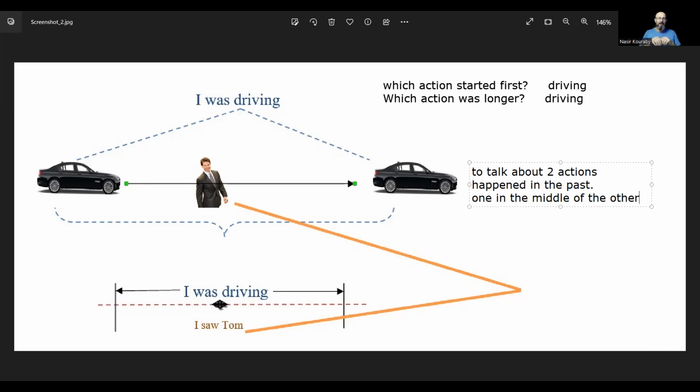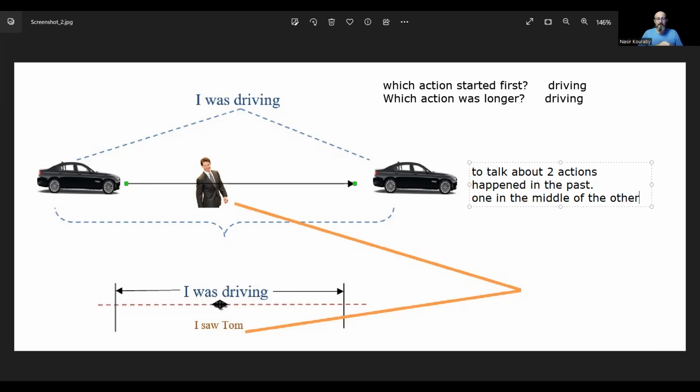I was watching a film yesterday and my phone called me. So after 30 minutes of watching a film, my friend called me. I stopped the movie. I talked to my friend. After that, I continued watching the movie. So the movie was longer. The movie started first. After that, he called me. I talked to him.